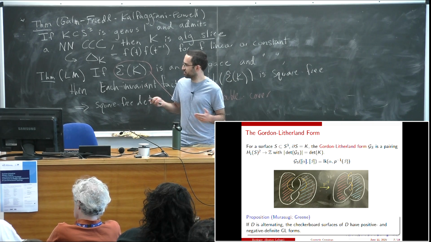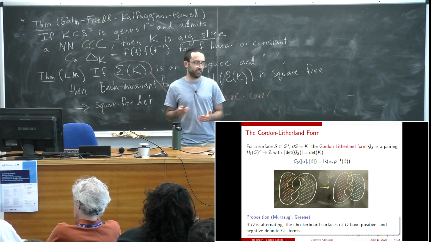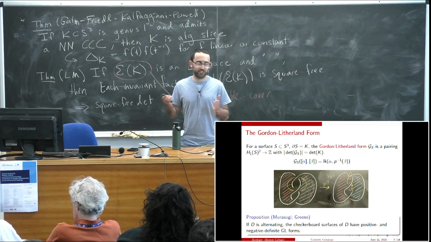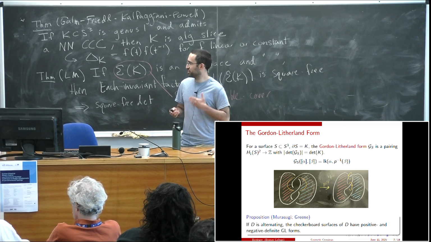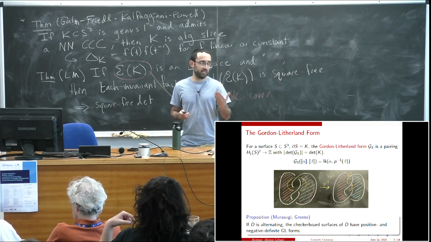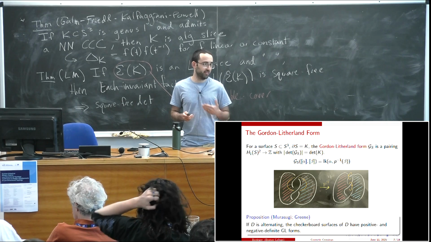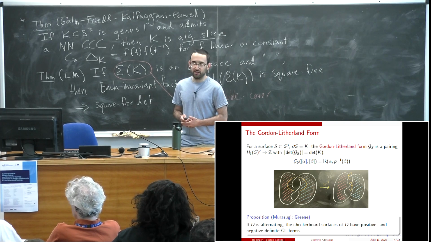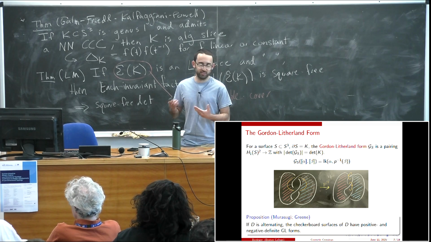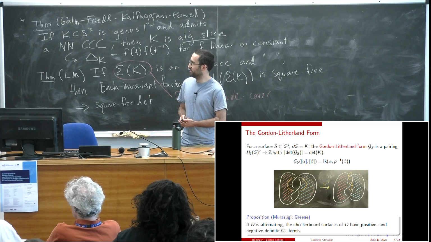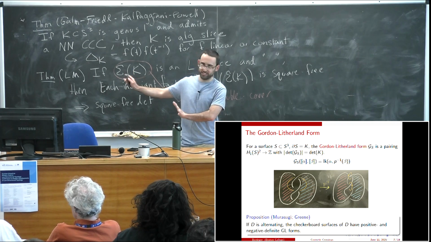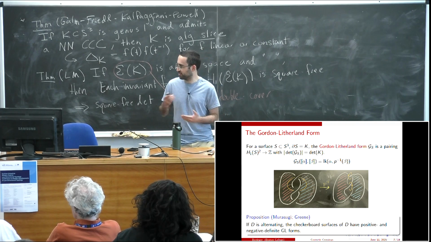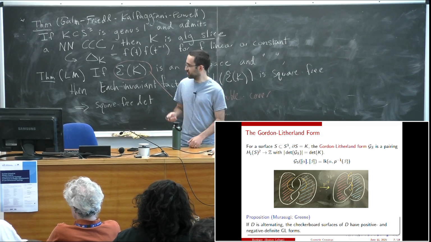Furthermore, it's a classical fact, certainly known to Murasugi, but Josh Greene did some cool things with it, that if you have an alternating diagram, then of the two checkerboard surfaces, one will have a positive definite Gordon-Litherland form, and the other will have a negative definite Gordon-Litherland form. Josh Greene proved a converse to this, that this is really a defining property of alternating knots, but we're only using the easy direction here: if you have an alternating diagram, these checkerboard surfaces are positive and negative definite.